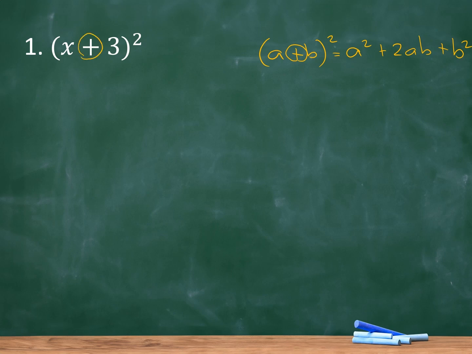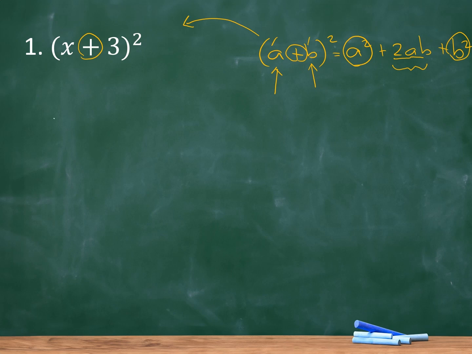So basically what we're doing here is we will square the first term, that's a squared, and we will also square the second term, that's b squared. And then to get the middle term, what we will do is we will multiply the first and second term, a and b, and then we double it, so we multiply it by 2. So this is the pattern that we will use to answer our problem.